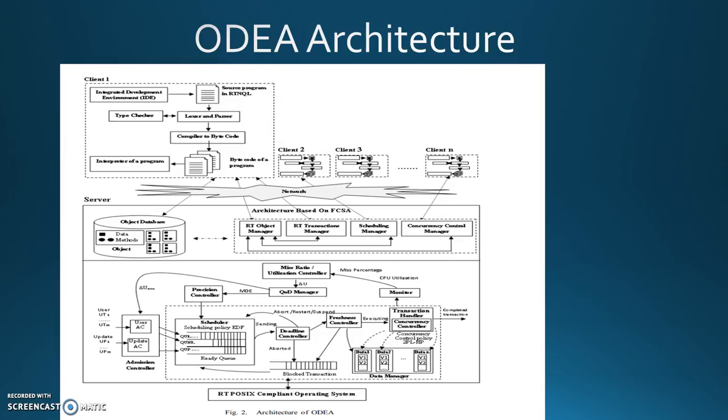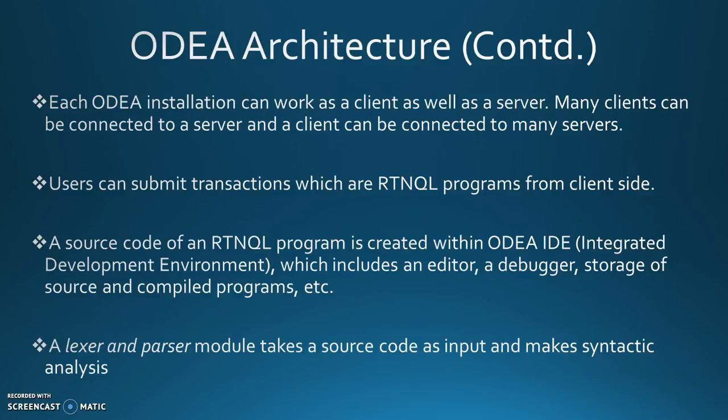Looking into the architecture, we have this diagram. This is the whole architecture, showing how these clients interact with the server, and there are different components here. In the client, they are using an integrated development environment with the source program in RT and QL, and there is a lexer and parser, type checker here. So this is the architecture where the installation can work as a client as well as a server. Many clients can be connected to a server, and a client can be connected to many servers.